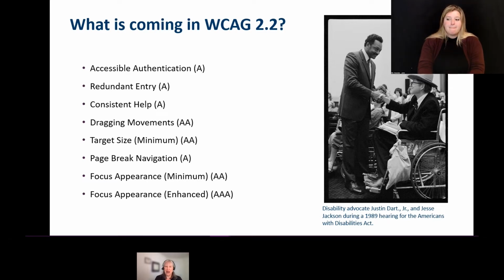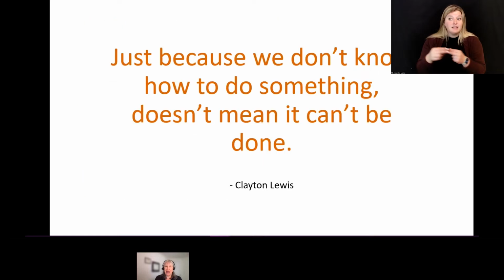And then if you go to the next slide, I just want to highlight and briefly address WCAG 3. Clayton Lewis has said, just because we don't know how to do something doesn't mean it can't be done. And again, this is a quote we hear in the guidelines working group repeatedly. WCAG 3 is trying to address those constraints I talked about to really help us build a better set of standards. We are finding that within the 2X model, we have diminishing returns.